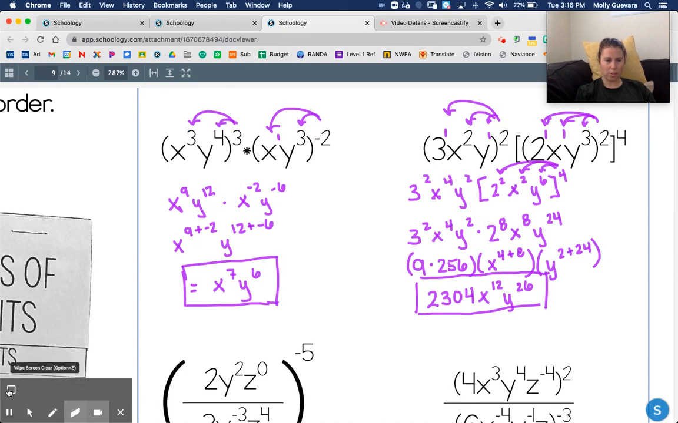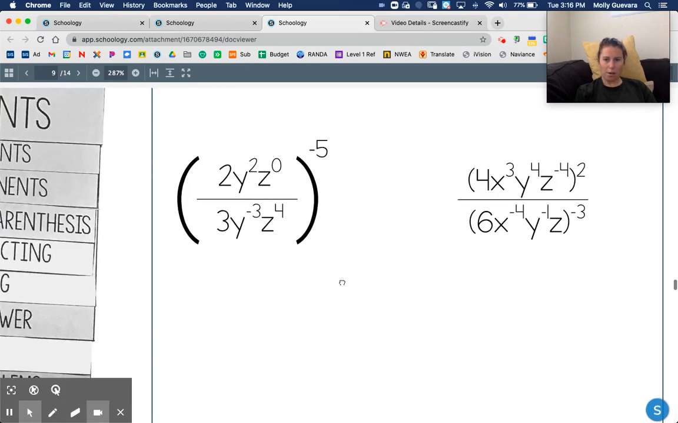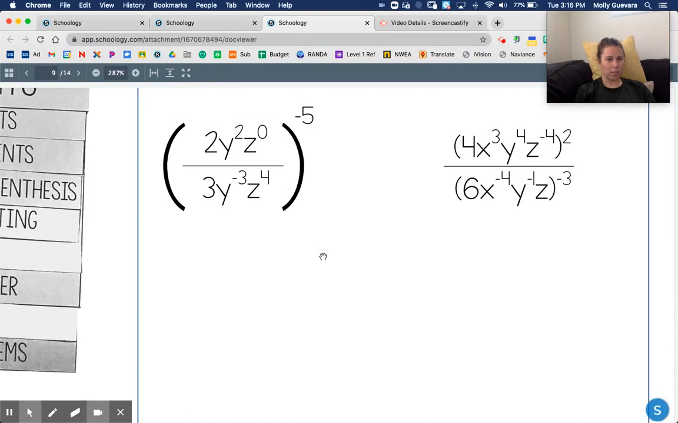All right, 2 more. I want you guys to go ahead and pause the video and try these 2. And then when you're ready to go over them, hit play. All right, so let's look at these. There's lots of different ways that you can do this. I sometimes like to distribute the 5 first and then simplify, or sometimes I'll simplify first and then distribute. And the good news is that it doesn't matter which way, okay?